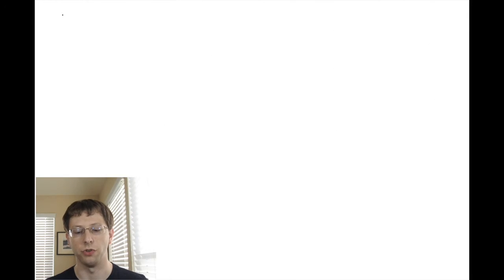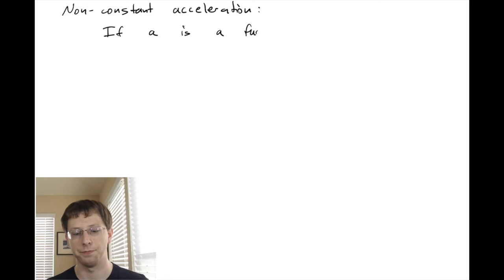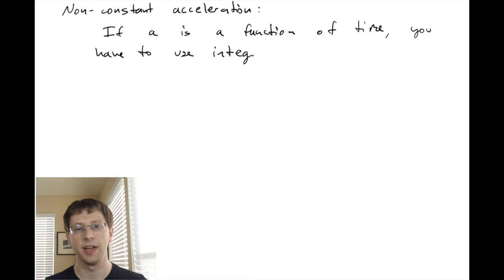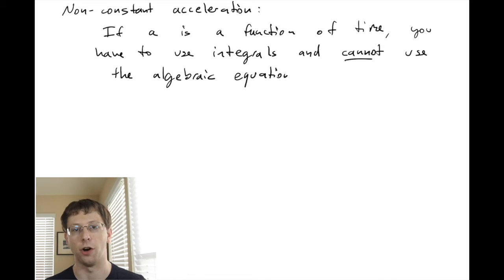So we can also talk about how to calculate the position over time when the acceleration is not constant. So for example, if the acceleration is equal to some function of time. If that's the case, if a is a function of time, then you have to use an integral. You cannot use the algebraic equation at all. And so I'll go through the math real quick to show you what happens if you try to do that. So if we say that the acceleration is equal to t plus 1, we might be tempted to plug that value in for the acceleration in the algebraic equation.